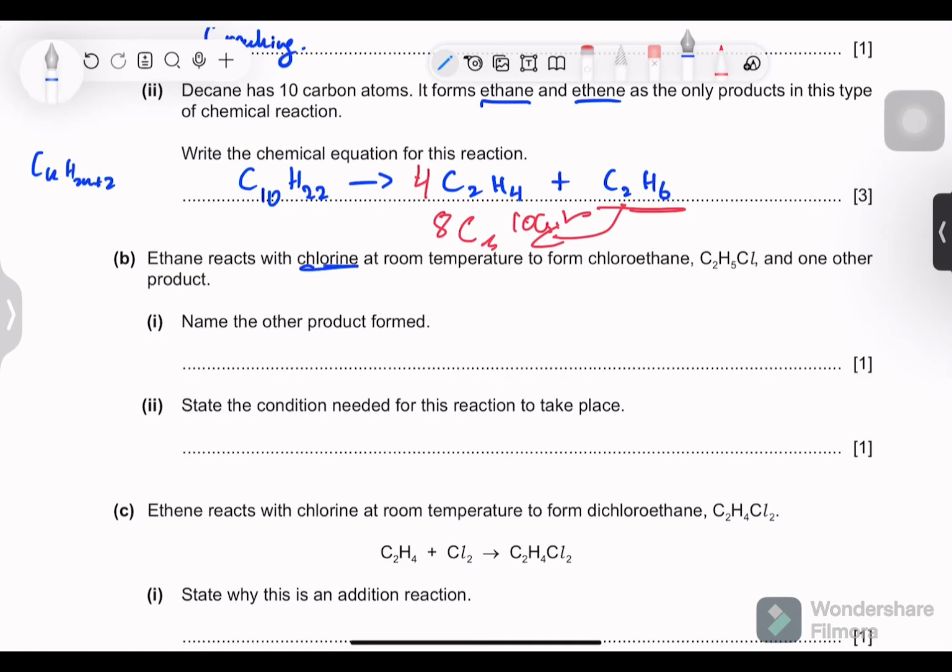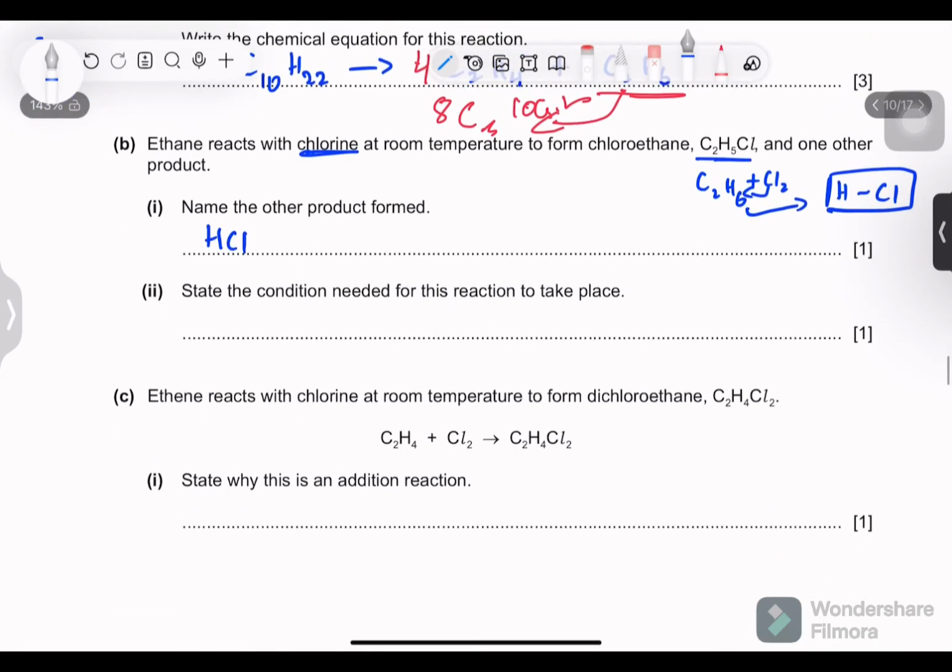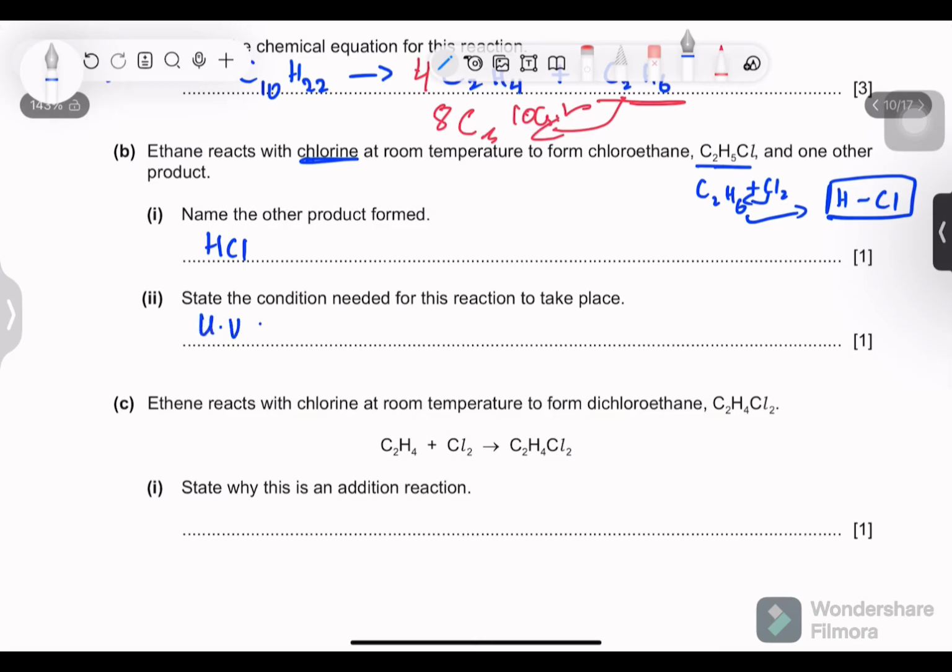Ethane reacts with chlorine at room temperature to form chloroethane and one other product. So what happens is this was initially C2H6. Now one H has gone and the ethane was reacting with Cl2. One chlorine came over here and the other chlorine remained as it is. So the H reacted with that and HCl, hydrochloric acid, is formed. State the condition needed for this reaction to take place. This is a photochemical reaction, so we require UV rays, ultraviolet light. What it provides is activation energy.